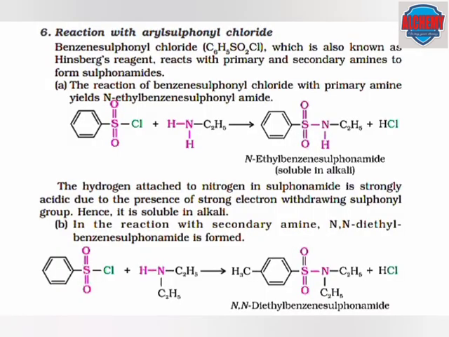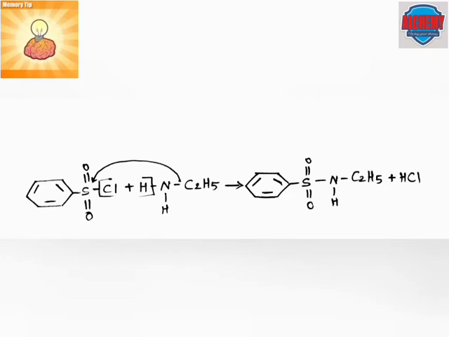The next is the reaction with aryl sulfonyl chloride. Benzene sulfonyl chloride, C6H5SO2Cl, which is also known as Hinsberg reagent, reacts with primary and secondary amines to form sulfonamides. The Hinsberg reagent does not react with tertiary amines, so it can be used to distinguish between primary, secondary and tertiary amines. In this reaction, the hydrogen of ethanamine combines with the chlorine of the Hinsberg reagent, that is, benzene sulfonyl chloride, to form HCl. The remaining part of ethanamine combines with the Hinsberg reagent radical to form N-ethyl benzene sulfonamide.